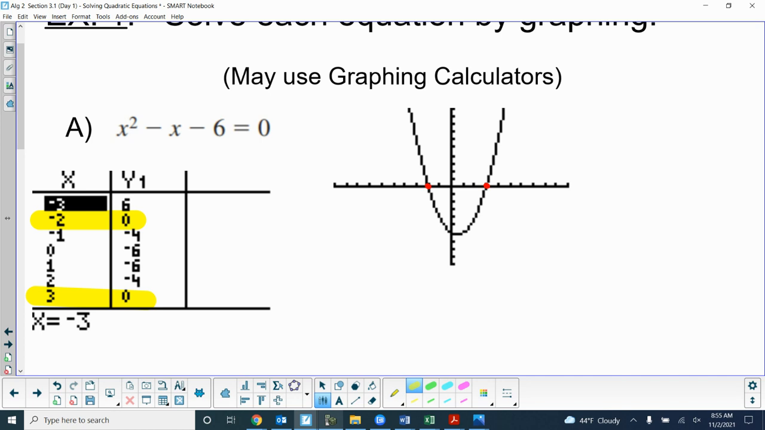Anybody else having calculator issues? Everybody's graph is showing up? Ooh, your table is going by 15s. Second graph.